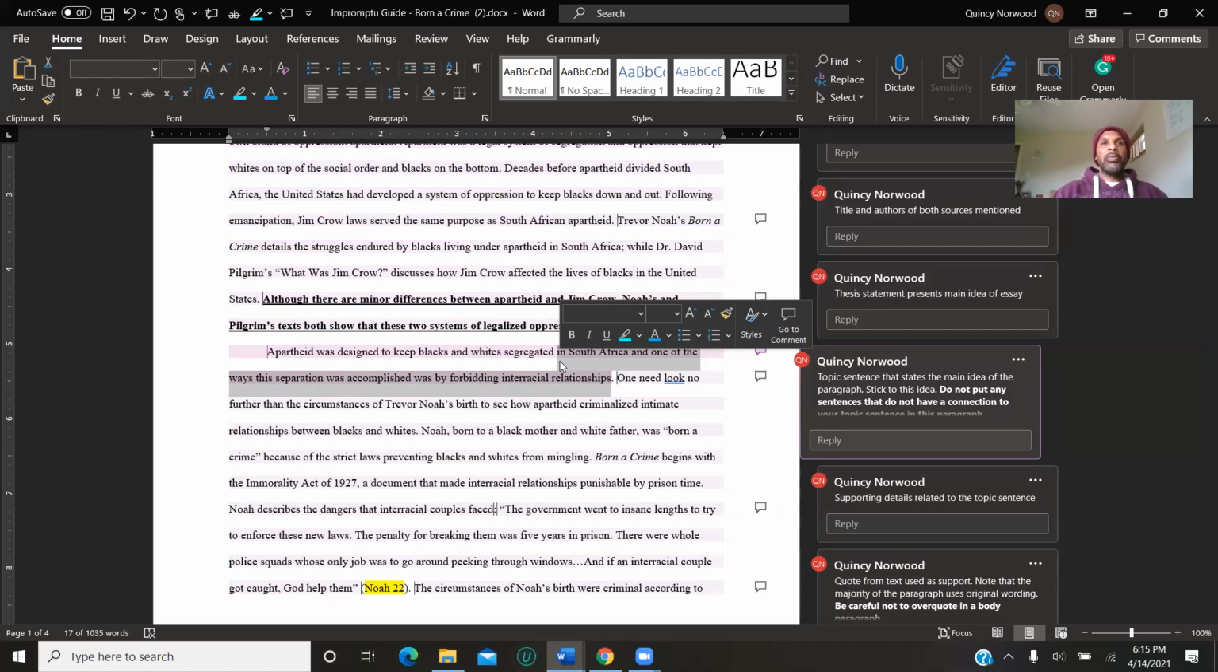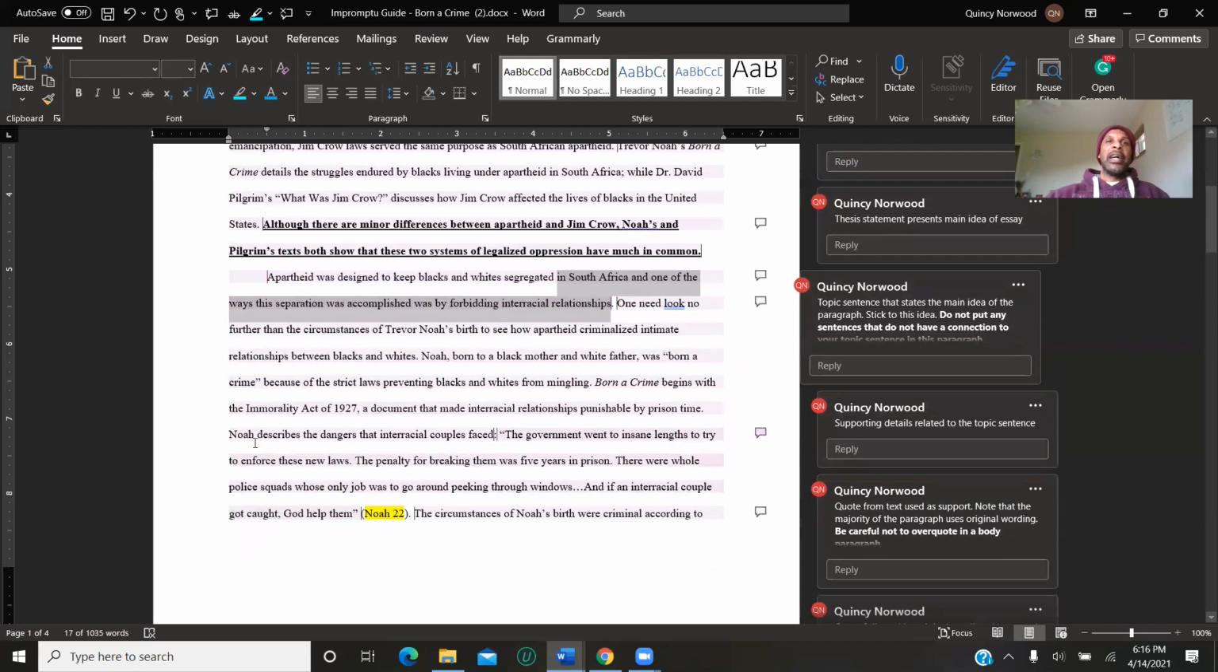One need look no further than the circumstances of Trevor Noah's birth to see how apartheid criminalized intimate relationships between Blacks and whites. Noah, born to a Black mother and a white father, was, quote, born a crime because of the strict laws preventing Blacks and whites from intermingling. Born a Crime begins with the Immorality Act of 1927, a document that made interracial relationships punishable by prison time. Noah describes the dangers that interracial couples faced. Quote, the government went to insane lengths to try to enforce these new laws. The penalty for breaking them was 5 years in prison. There were whole police squads whose only job was to go around peeking through windows. And if an interracial couple got caught, God help them.